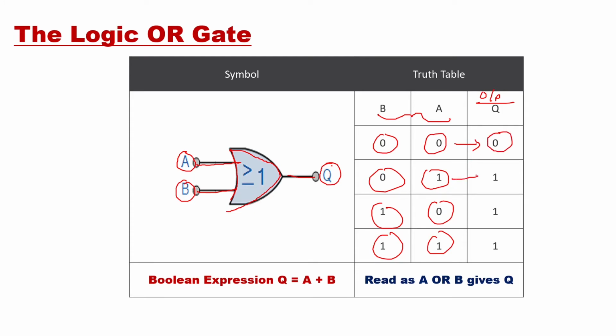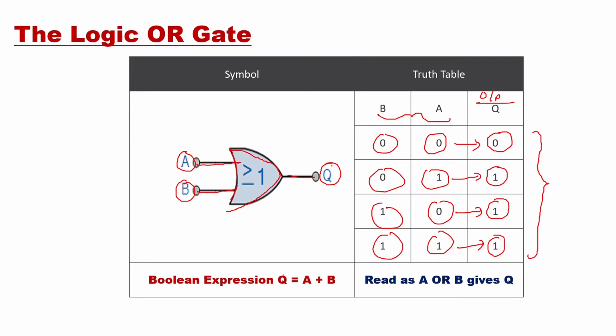In the second combination you see, A is 1, so the output will be 1. Because if any of the inputs is high, the output will be high. Similarly, in the third combination, B is high, so the output is 1. Similarly, in the fourth combination, both the inputs are high, so the output is 1. If you get this type of relationship, then it is a logic OR relationship.